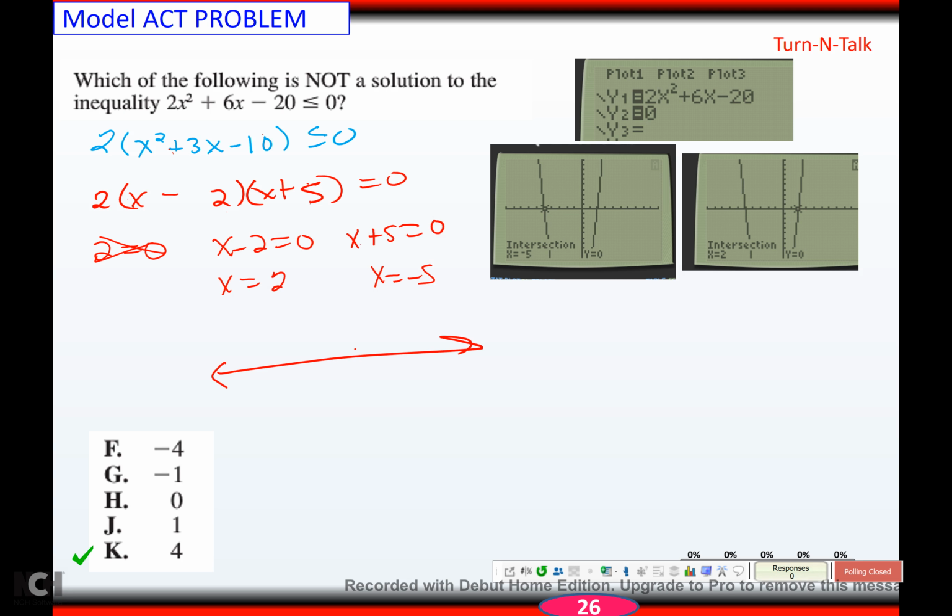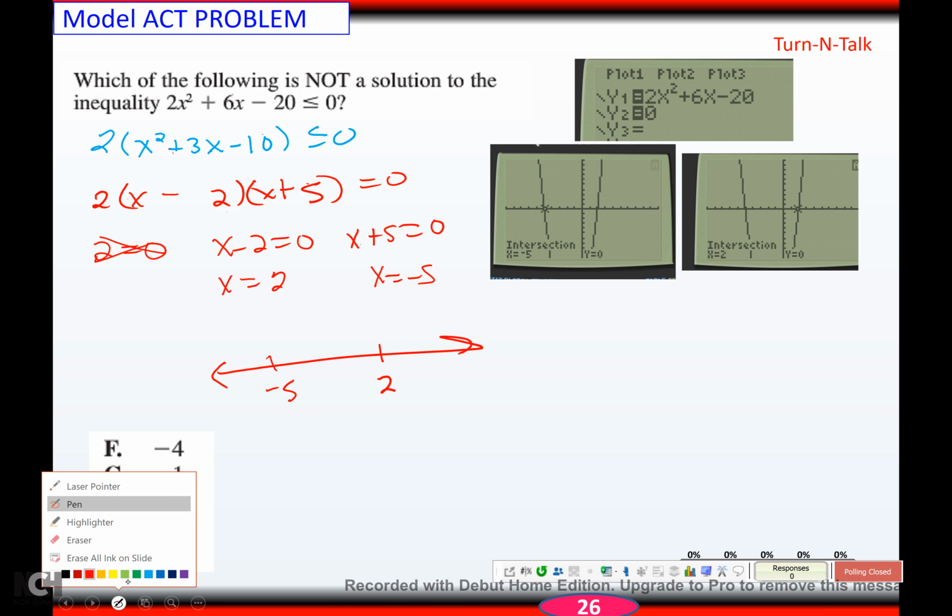Right? So I've got 2, a negative 5, and a positive 2. And remember here, we're going to have to test the number line to see which one is true, right? So I'm going to test 0 in the middle.